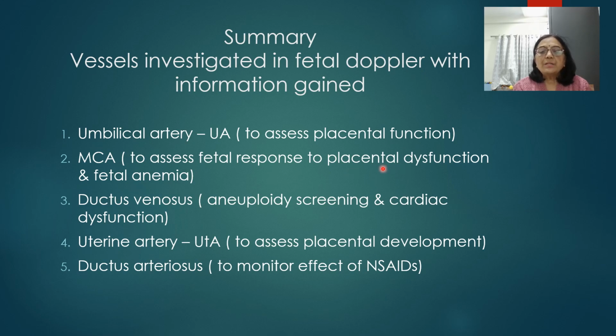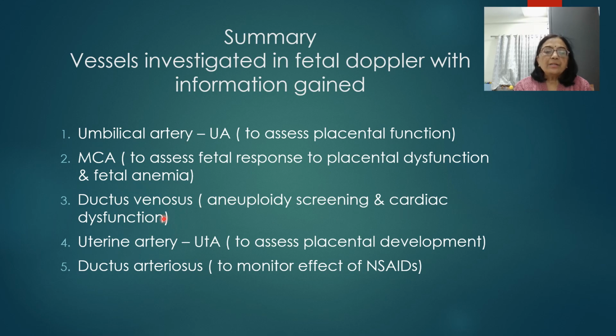So whenever there is a placental dysfunction, there is a redistribution of blood flow. More blood is flowing to the brain, and that is why whenever we do MCA Doppler, what we are assessing here is a fetal response to placental dysfunction or hypoxia, and also we are assessing it to diagnose fetal anemia. Ductus venosus is mainly used for aneuploidy screening and in fetal cardiac dysfunction.